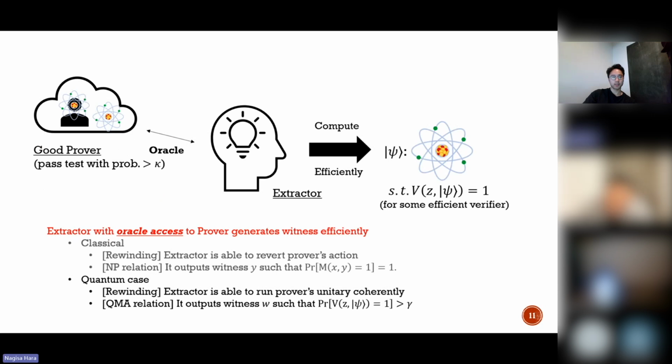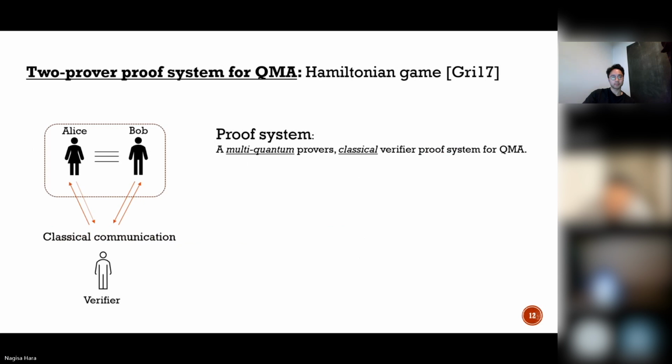Let me go to the proof system that we are interested in the paper. This is the final section of the slides. We want to consider the proof of knowledge in the following proof system. This proof system is a two-prover proof system for the QMA problem. Specifically, this protocol is called the Hamiltonian game, discussed by Grilo in 2017.